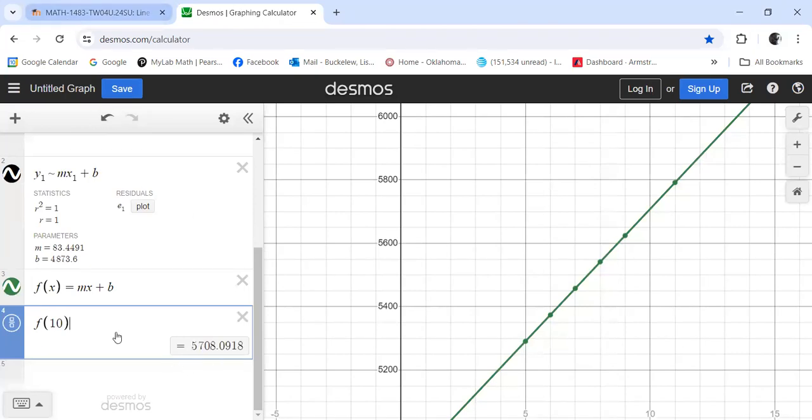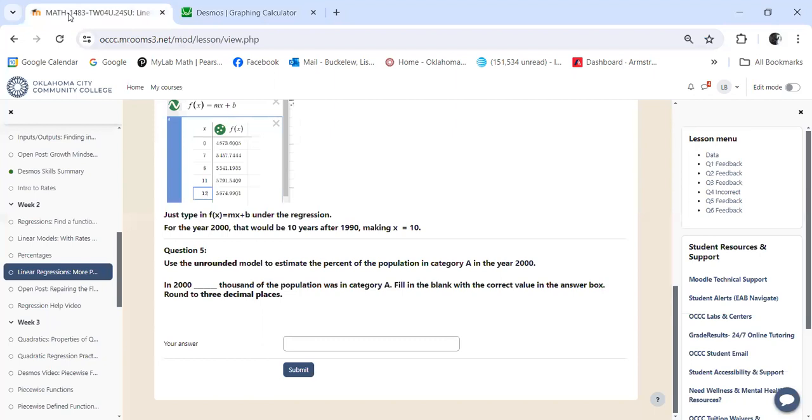Okay, so what is the answer? The year 2000 would correspond to an x value of 10. We're going to plug it into the general function definition with the m and the b, because that's going to give us our unrounded values. So it's 5708. Was it to 3 decimal places? Round to 3 decimal places.